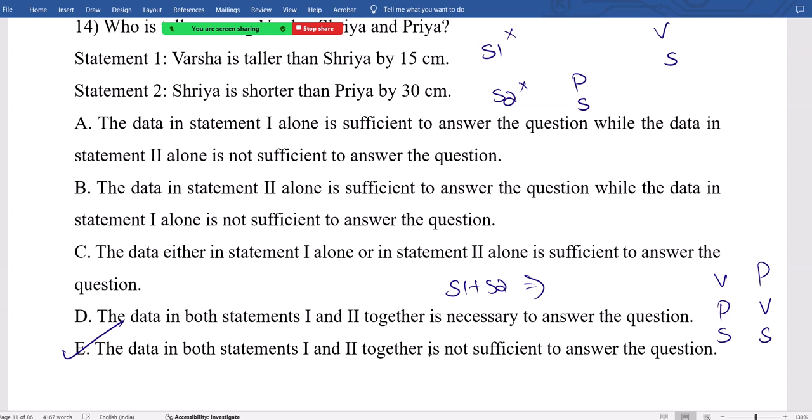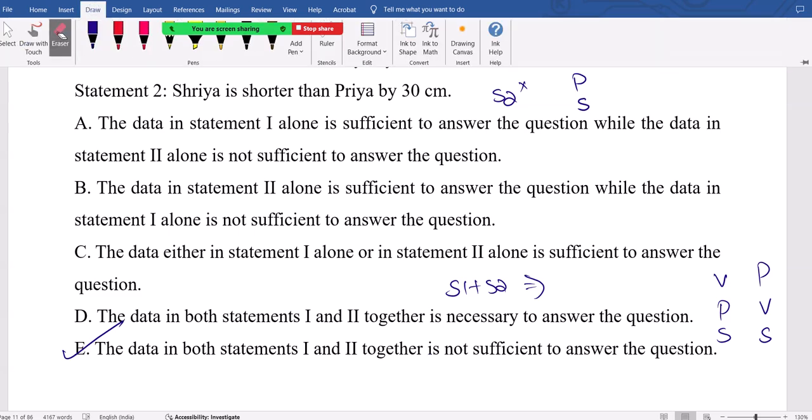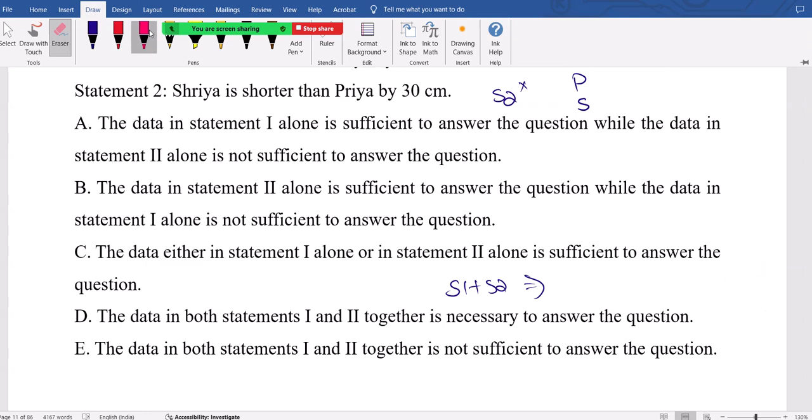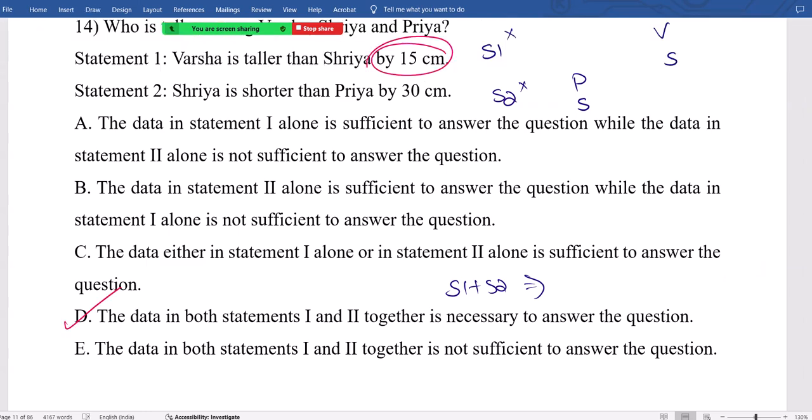Sorry. They gave the distance also. Agreed. As they mentioned the distance clearly, put together is sufficient. If not, we have a problem. Shreya is shorter than Priya by 30. Varsha is taller than Shreya by 15. So agreed. Okay, put together sufficient. Sorry, they gave the distance, 15 and 30. If not, the answer would be both statements together not sufficient. Here distance is mentioned. Yeah, together sufficient. Agreed. Option D is correct.